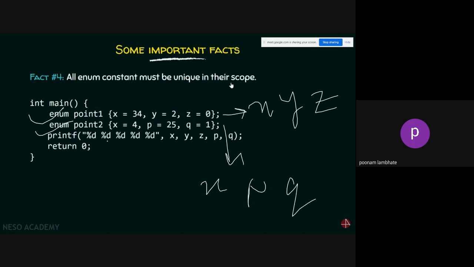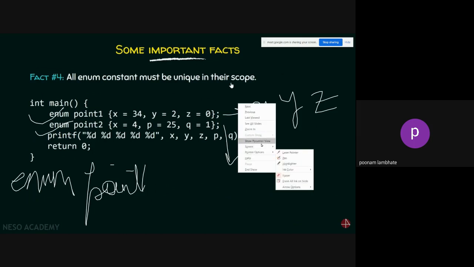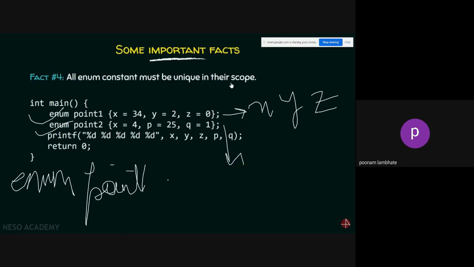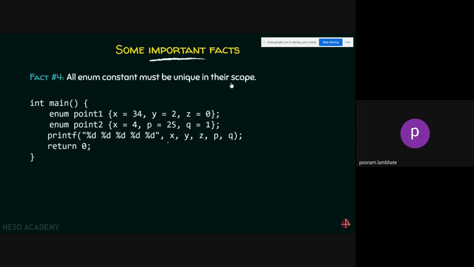Now I said that without creating a variable of the enum, you can print it, right? Either you do enum 1 and then you create a variable var. Then you can write var is equal to, suppose, x. Okay, this is possible. Or you can simply access these x, y, z directly. You can print them, right? We have seen that as one of the facts.